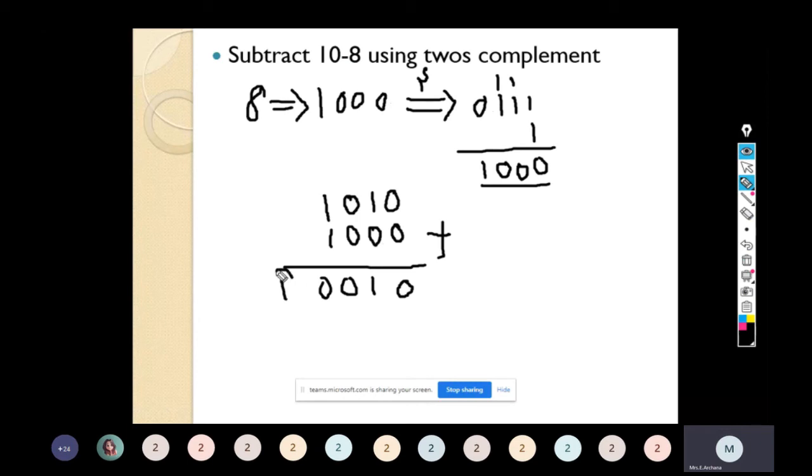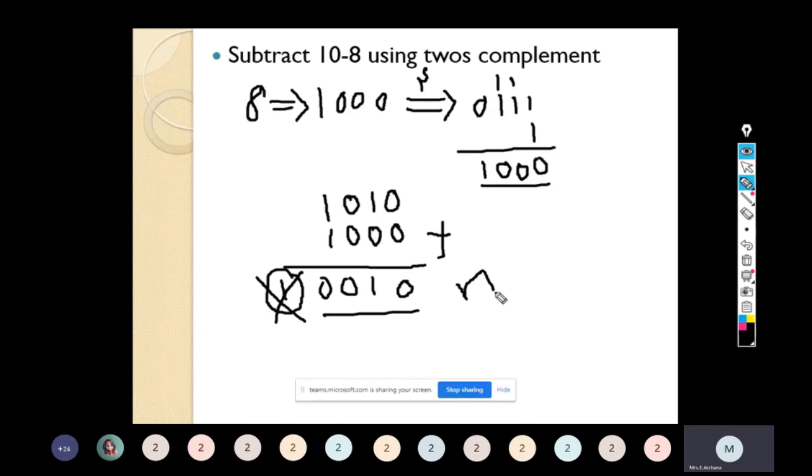If there is a carry in 2's complement, then the rule is discard the carry. So the result will be 0010. We got the result, obtained result. This is the subtraction using 2's complement.